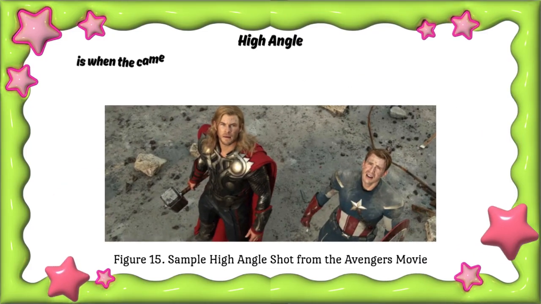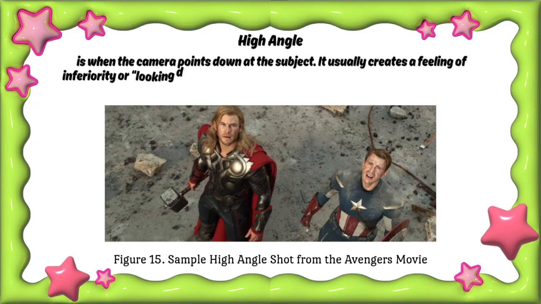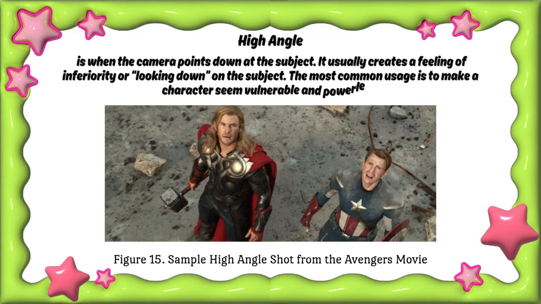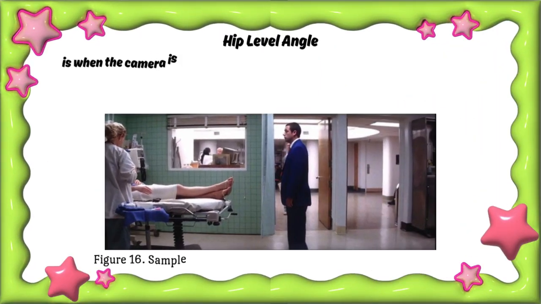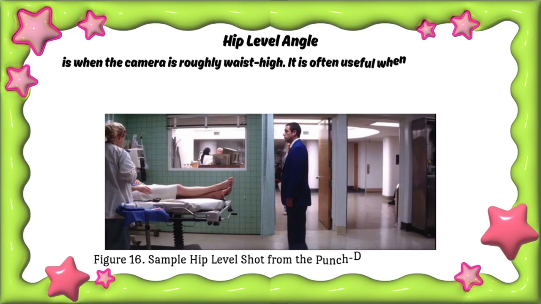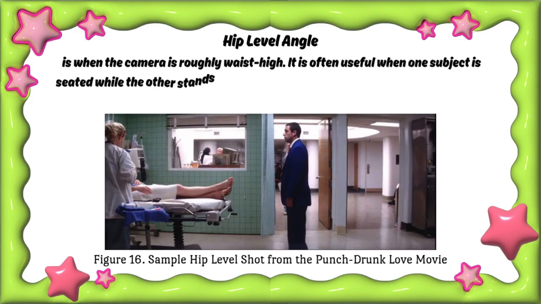High angle is when the camera points down at the subject. It usually creates a feeling of inferiority or looking down on the subject. The most common usage is to make a character seem vulnerable and powerless. Hip level angle is when the camera is roughly waist-high. It is often useful when one subject is seated while the other stands.